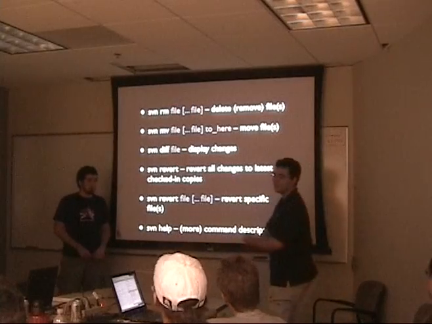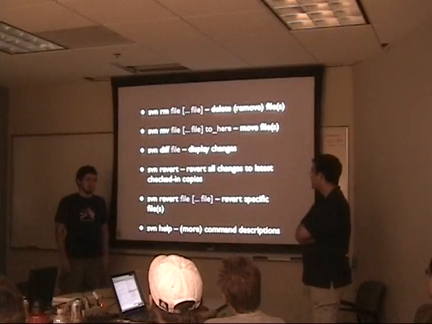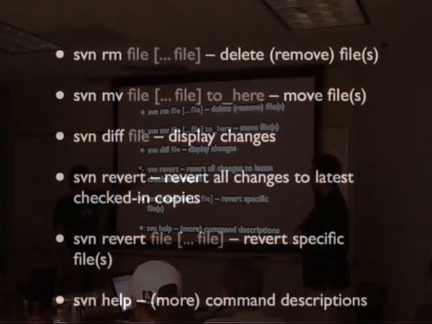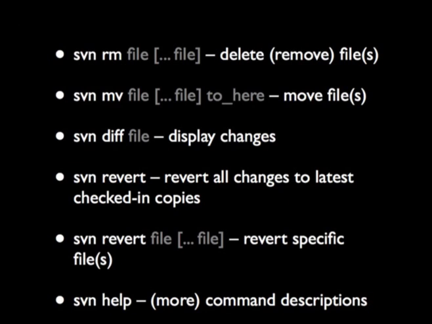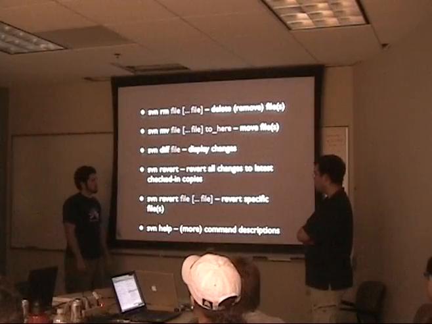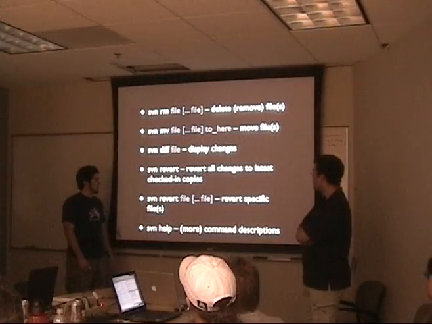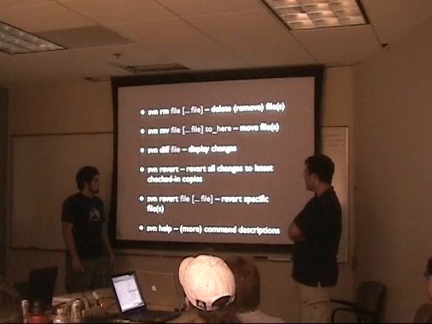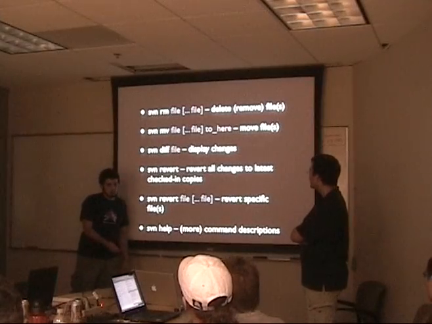SVN help will list all the SVN commands and what they do. SVN revert, remember how we can roll back to a previous state? You just do SVN revert, and you have to throw more options at it to get what you want, but that's the basic anyway. Yeah, so that's pretty much that.